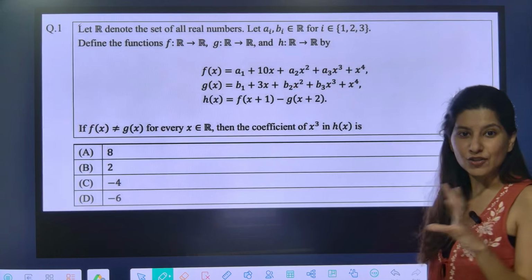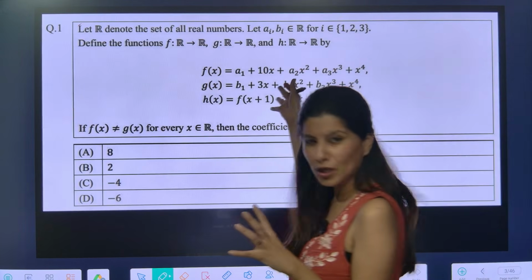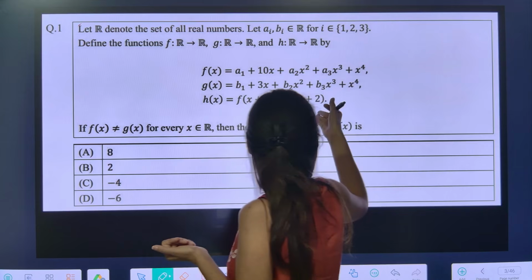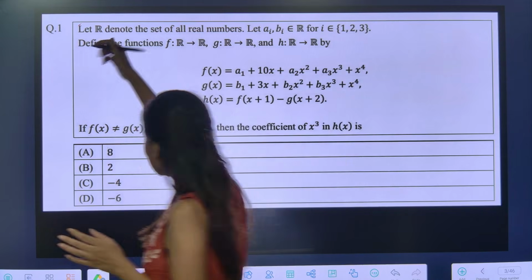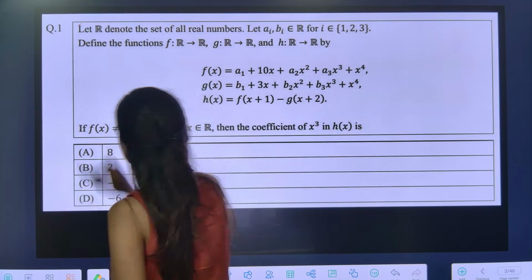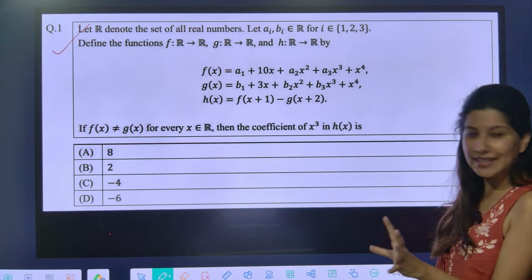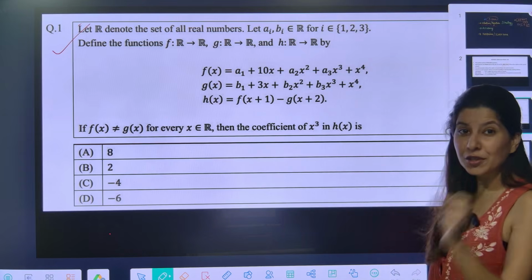Let's quickly check the questions. Question number 1, a polynomial based question. Right, they are asking the coefficient of a polynomial with power 3. I think this is something we'll tick with the red color. I think it looks easy, so let's do this question in the first round.